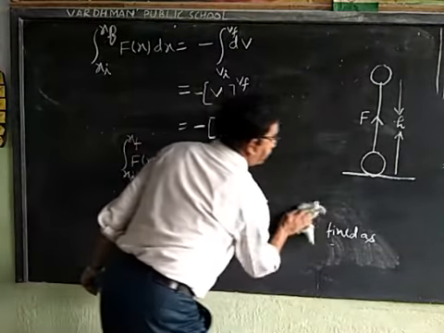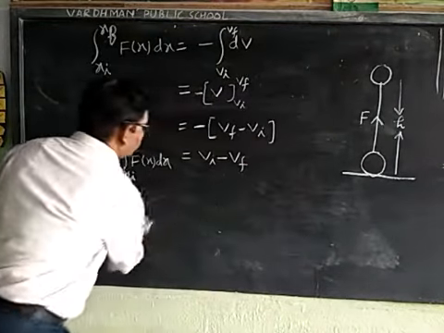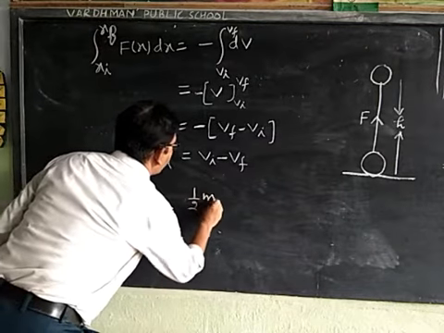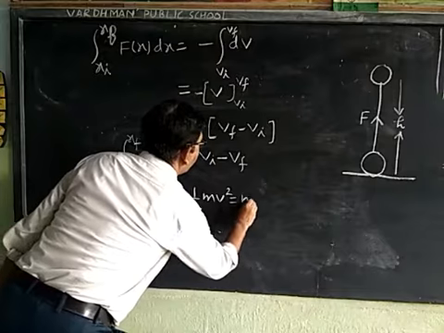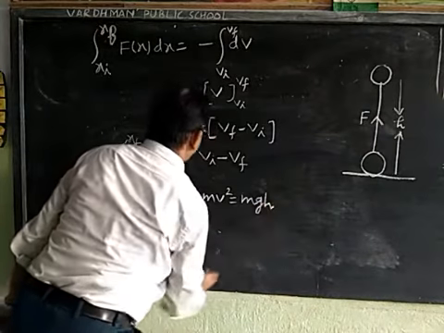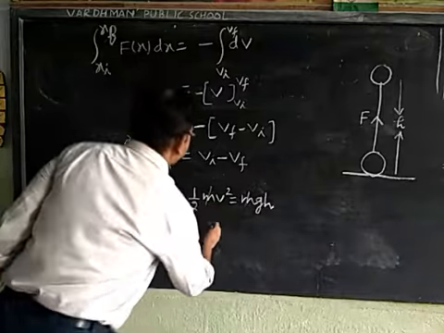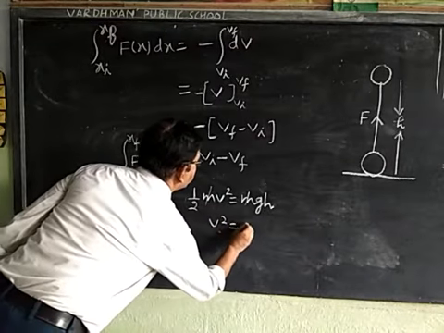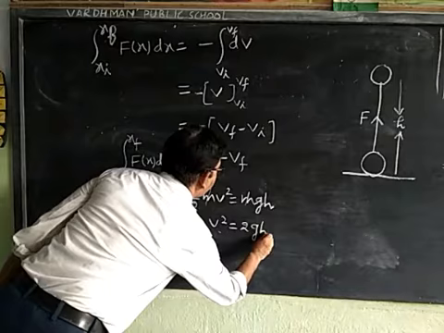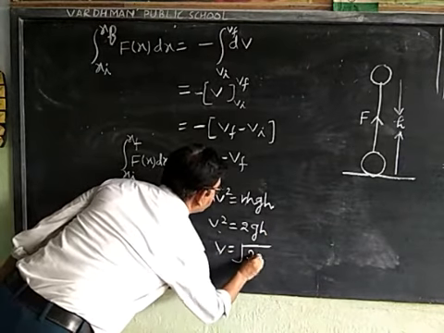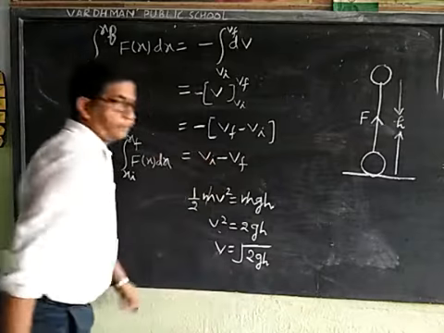Kinetic energy of the body on reaching the ground, half mv square is equal to mgh. Now cancel m, that is v square is equal to 2gh and v is equal to under root 2gh.